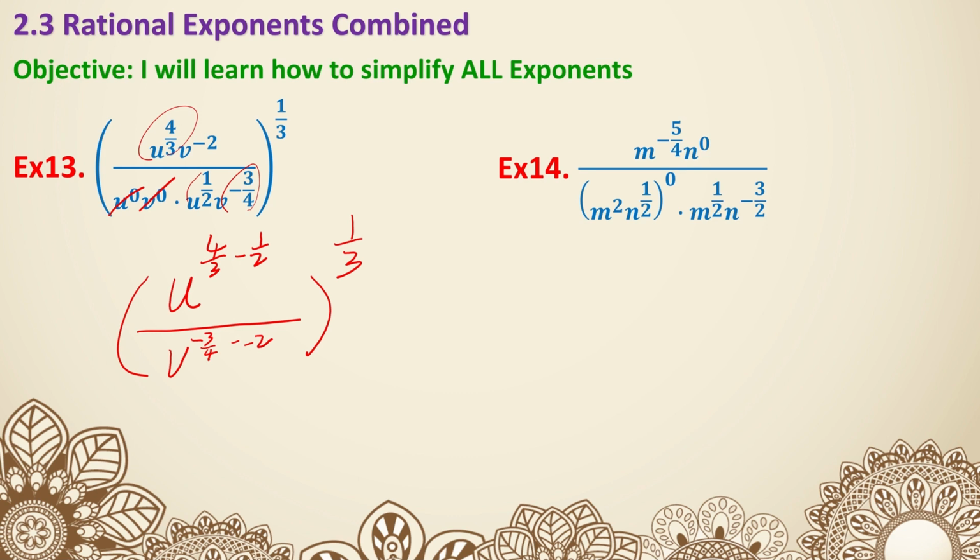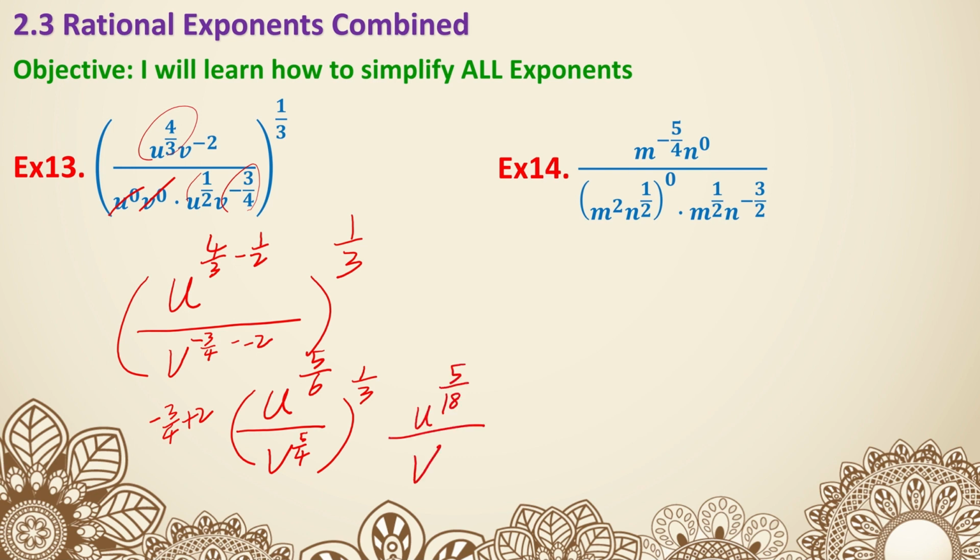Okay, keep simplifying. The top is going to become u to the 5/6 power, and the bottom is going to become v to the negative 3/4 plus 2. That is a 5/4. That whole thing is raised to the 1/3 power. So now we can distribute the power. Final answer, u to the 5 over 18 and v to the 5 over 12. There you go. That's number 13.